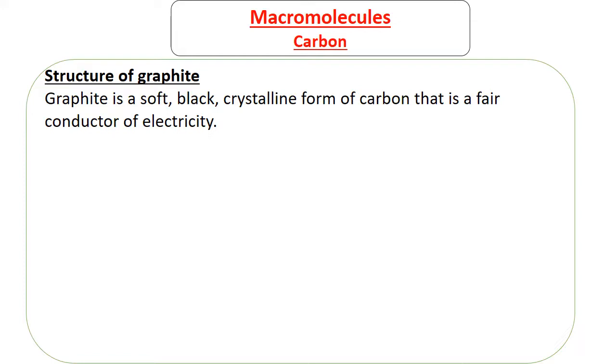Most covalent compounds, as we know, are not conductors of electricity. They do not conduct electricity because they don't have charged ions or free electrons. For that reason, they do not conduct electricity. But graphite is the only macromolecule, or the only covalent compound, that is able to conduct electricity to some extent, due to a reason that we are going to explore soon.